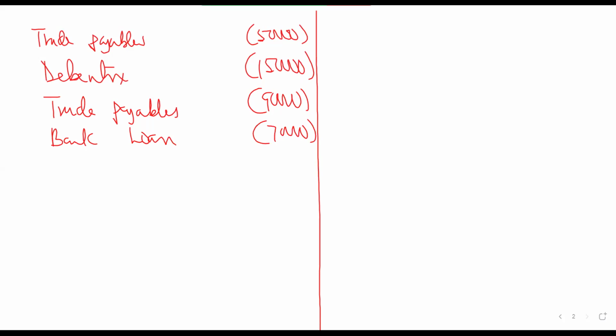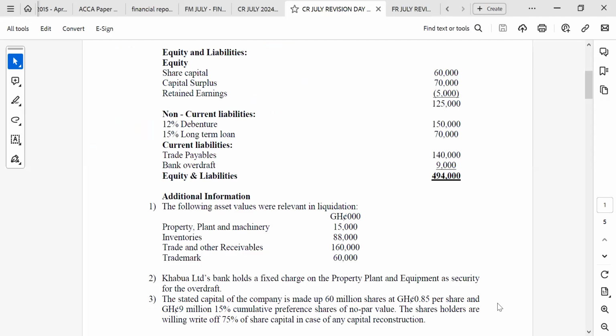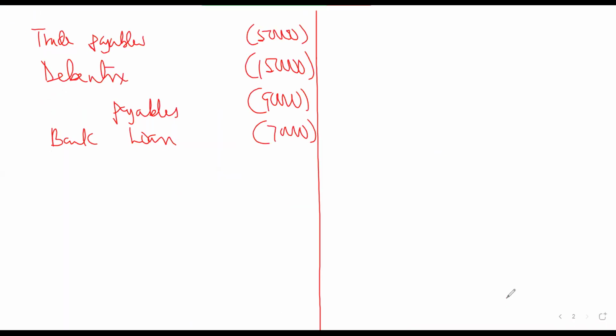So can we make the trade payables other trade payables so that it will distinguish from the previous one? Okay. Thank you. So let's have the other payables here. Okay. So the other payables. So what will be the remaining proceeds now?